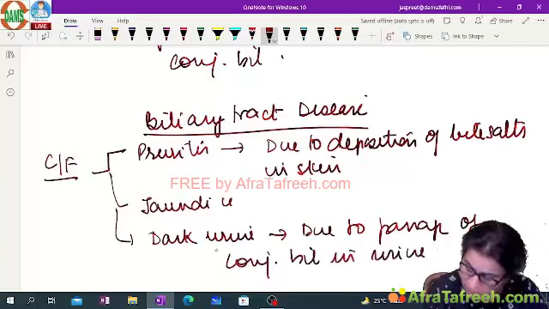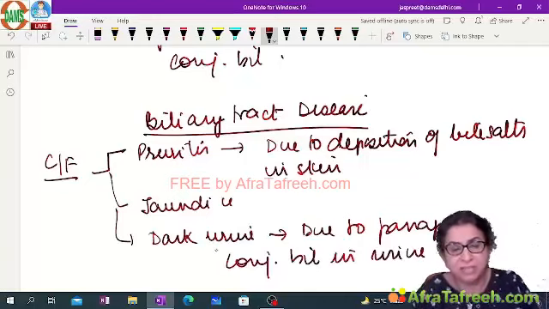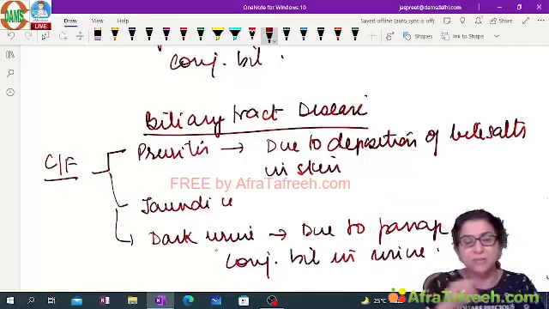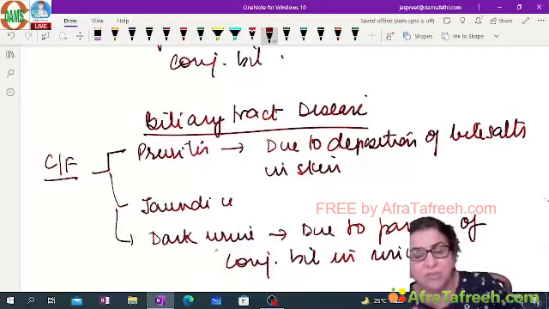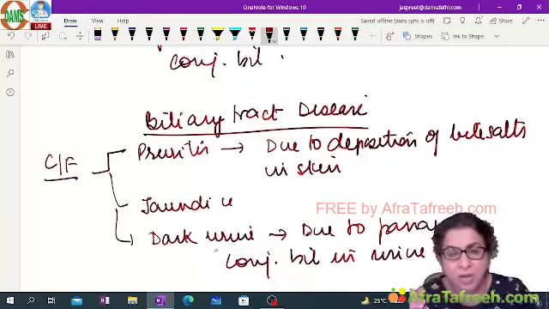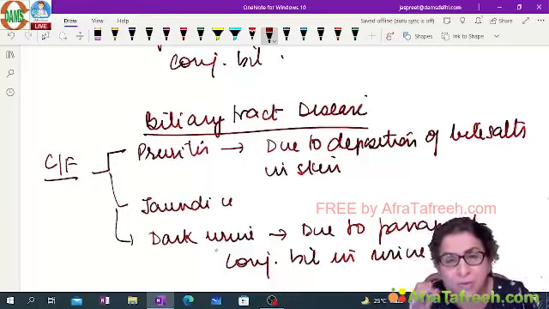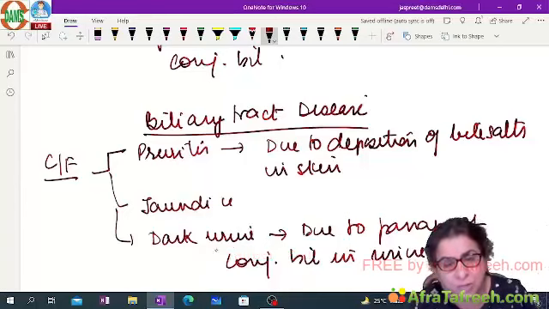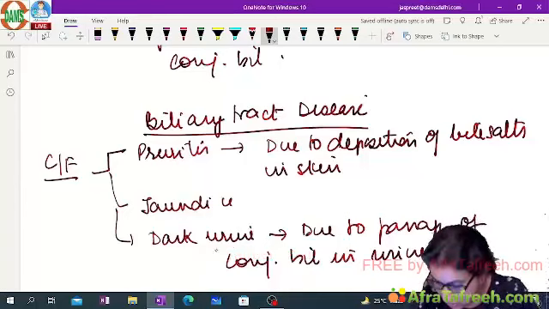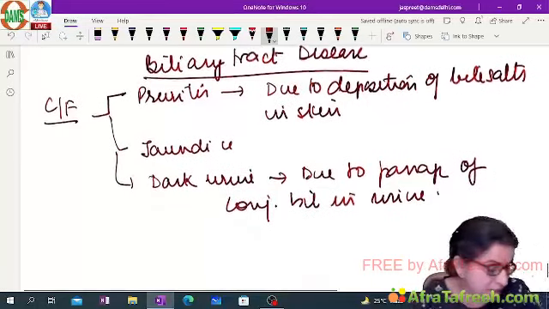So conjugated bilirubin is water soluble. In biliary tract disease, conjugated bilirubin is unable to come out of the liver because of obstruction in the bile ducts. So conjugated bilirubin level in the blood rises. Conjugated bilirubin, being water soluble, is passed out in the urine, and urine becomes dark in color.